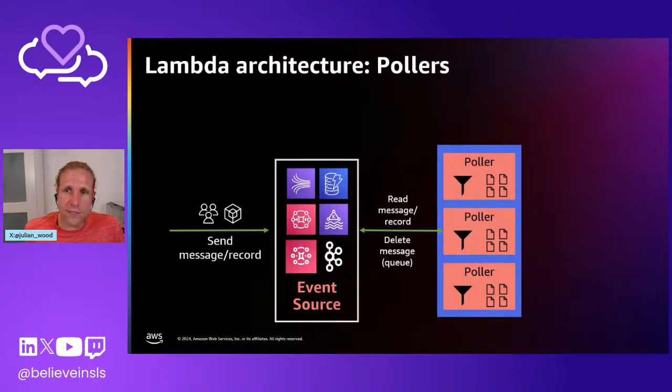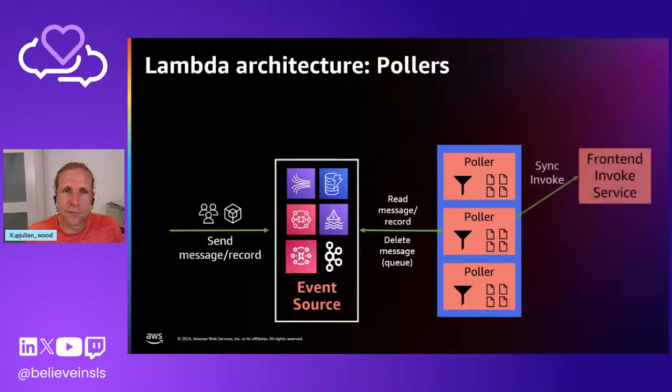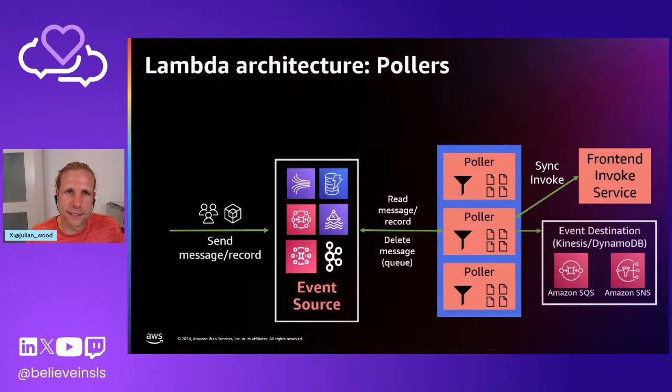It helps reduce traffic to your function, simplifies the code, and reduces the overall cost. Then it batches the records together into a single payload and sends it to your function synchronously by the same sync front-end service I spoke about before. For queues, the poller can then delete the message from the queue when your function successfully processes them. And for Kinesis and Dynamo, you can also send information about the invoke to SQS or SNS.